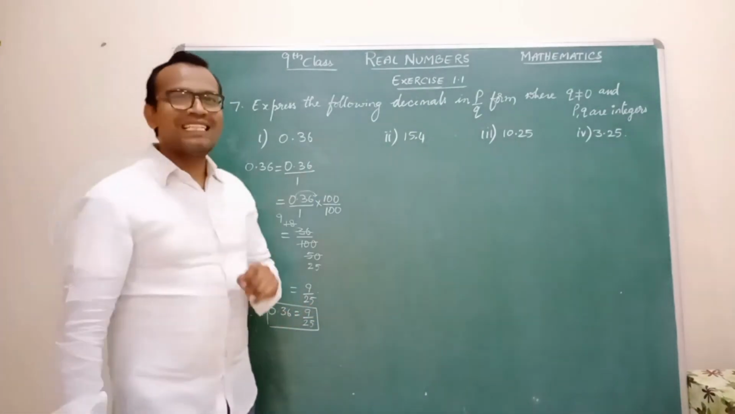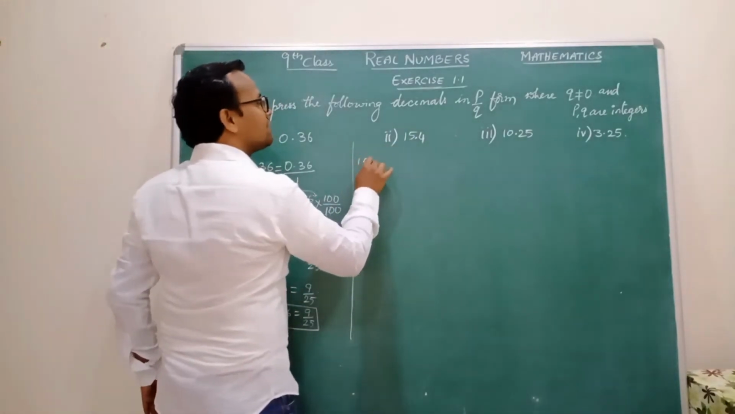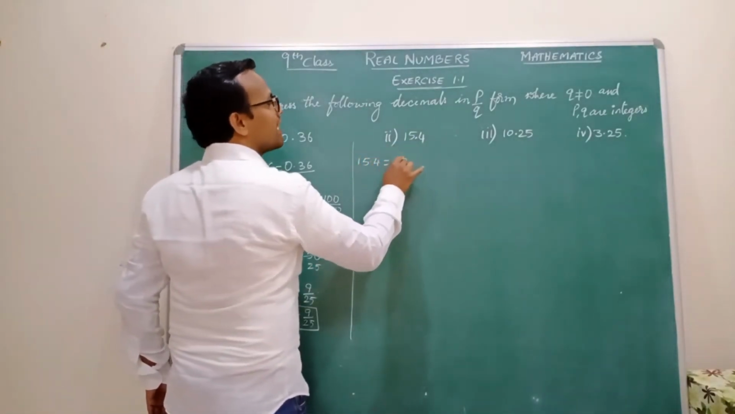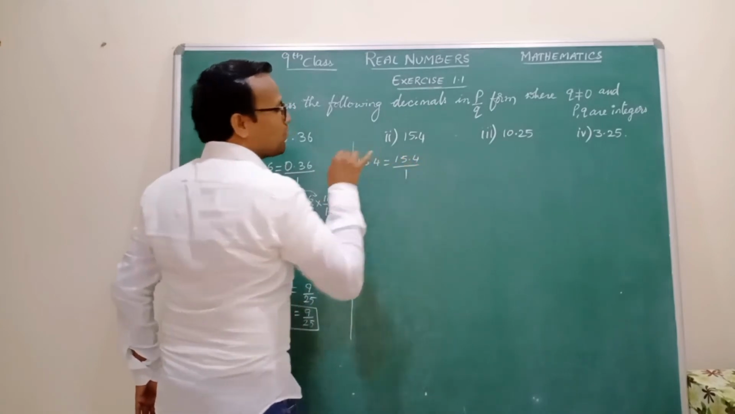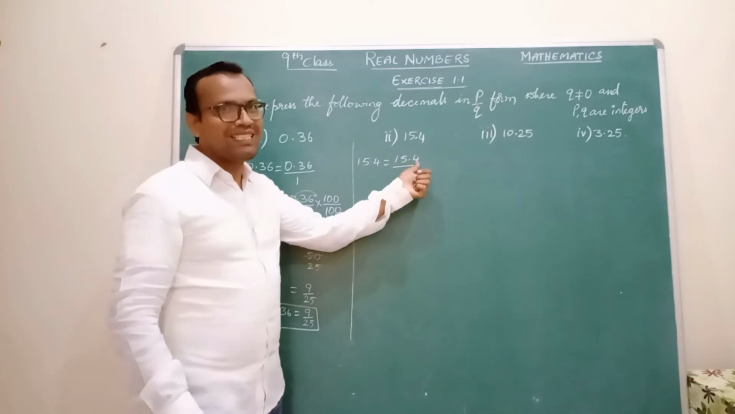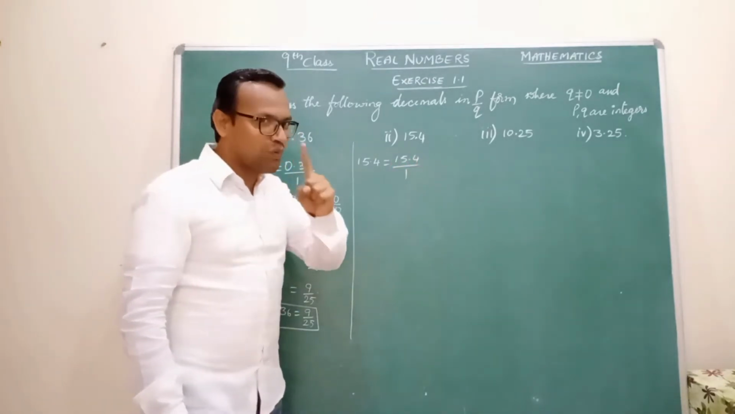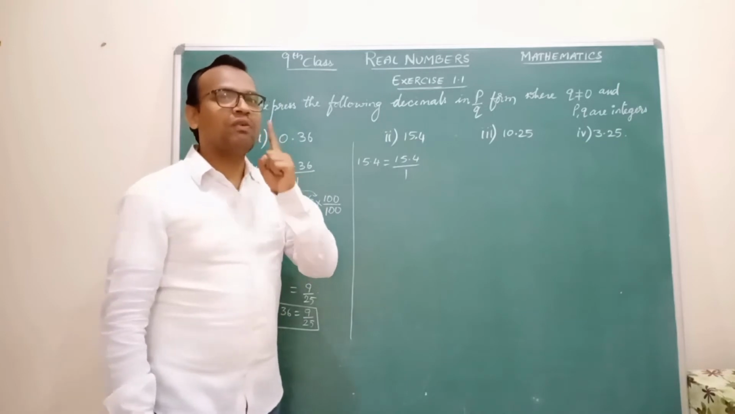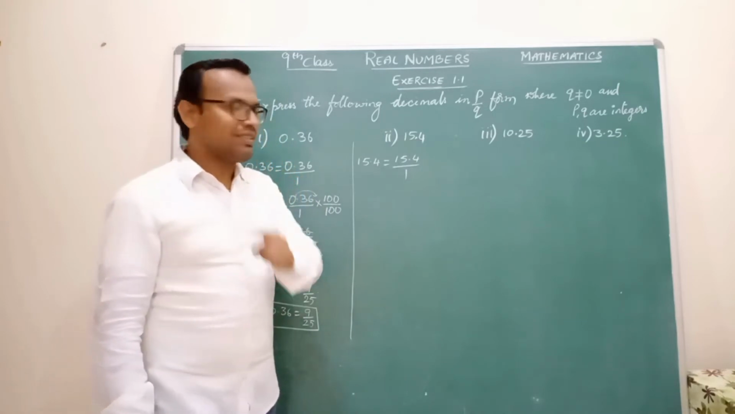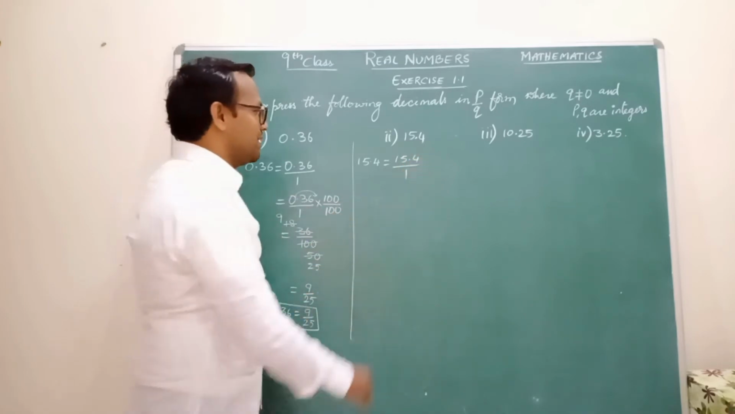Now we'll move to the second one. 15.4 can be written as 15.4 by 1. See children, how many digits are there after the decimal point? Yes, after the decimal point, one digit is there. So 10 power 1, that means 10. With 10, we have to multiply both numerator and denominator.